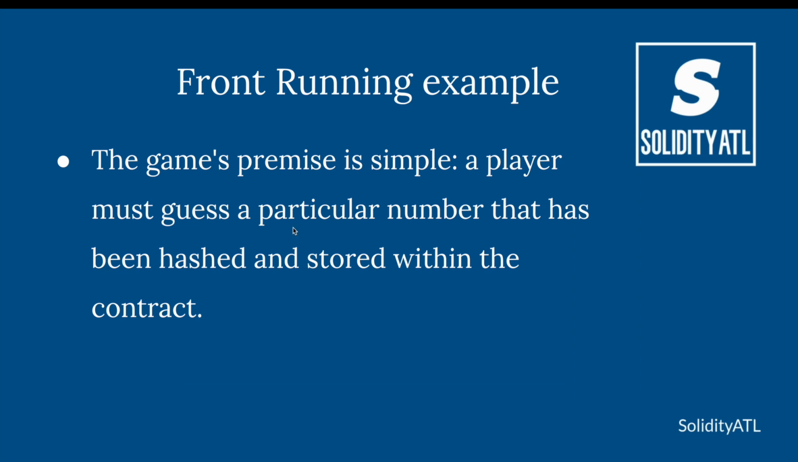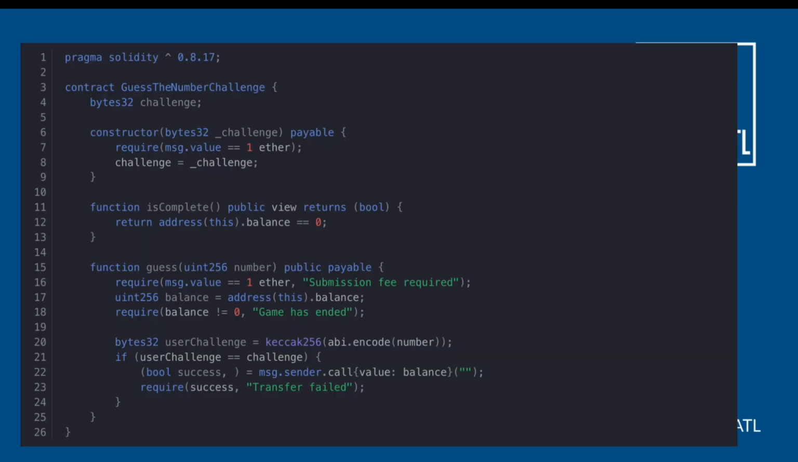Alright, so we're going to take a look at a quick front-running example. The game's premise is simple. A player must guess a particular number that has been hashed and stored within the contract. So if we take a look at this code here, we have a guess the number challenge game. We store the challenge as a bytes32. Then when the contract is deployed, we have this challenge variable initialized, and that can be any number that the deployer wants to set.